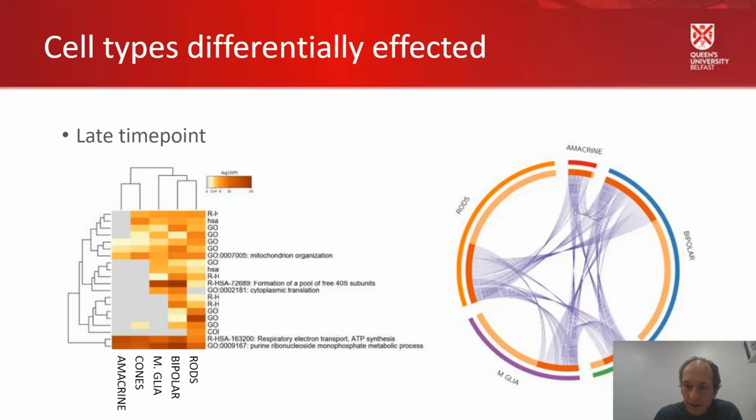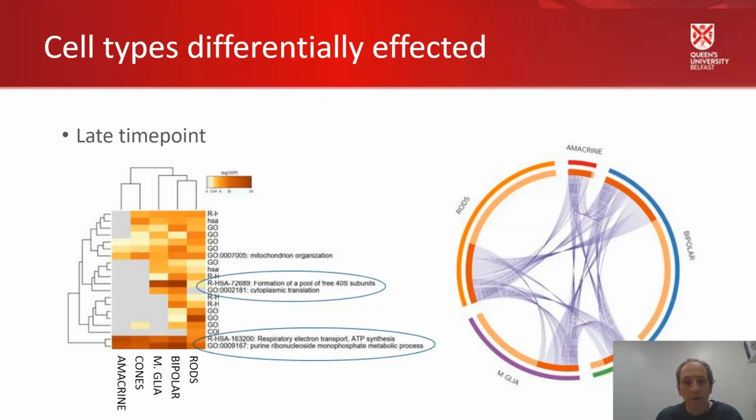So you can see that there are some functions that seem to be altered in many of the cell types, such as the respiratory electron transport and ATP synthesis that I showed you before, and also protein synthesis functions. But there are also other pathways and types of function that are also altered, but just in some of the cell types, and these are currently under study.